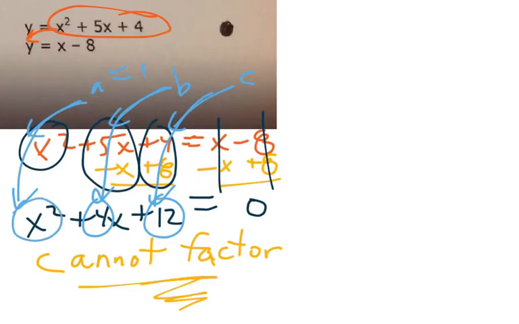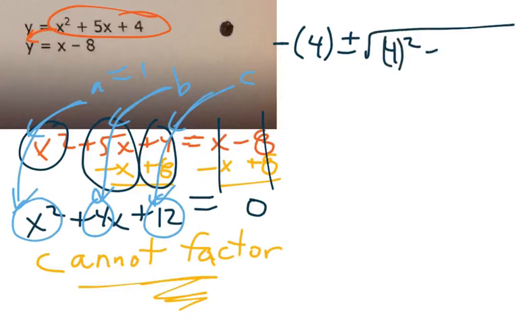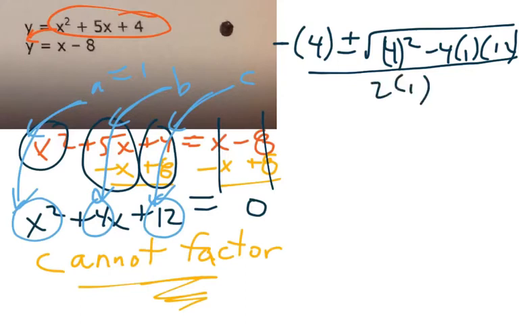Okay, so here's the quadratic formula. We're going to do the negative of the B. The B again is 4, plus or minus square root, B squared, minus 4 times A times C, all over 2 times A. Again, I'm just double checking here. A is 1, we got that. B is positive 4, we plugged that in correctly. C is 12. Now let's see what happens here.